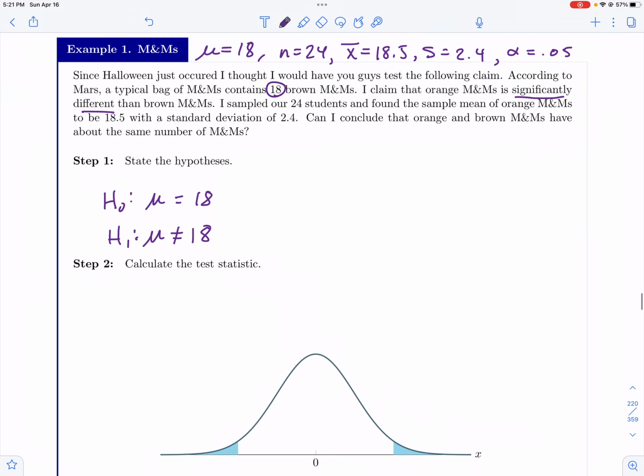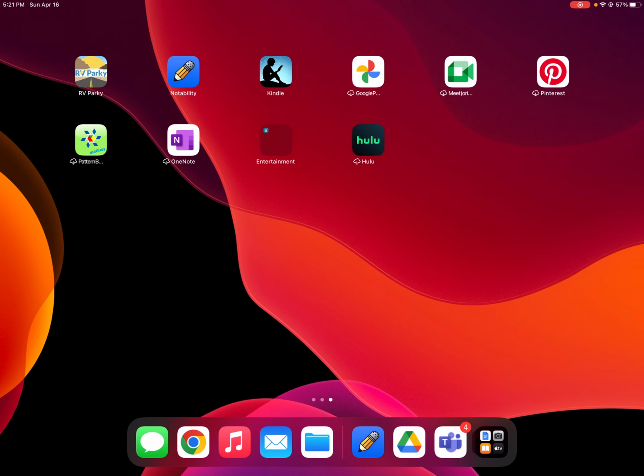All right, so now we're ready to calculate our test statistic. So our t sub t, we're going to calculate first. So we take our sample mean minus our population mean, divided by our standard deviation divided by the square root of 24. And so let me throw this in the calculator real quick to see what we get.